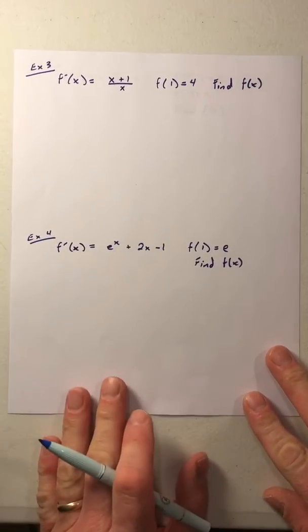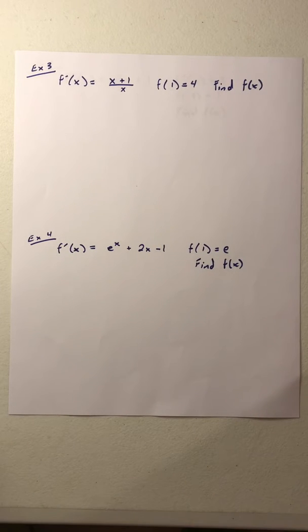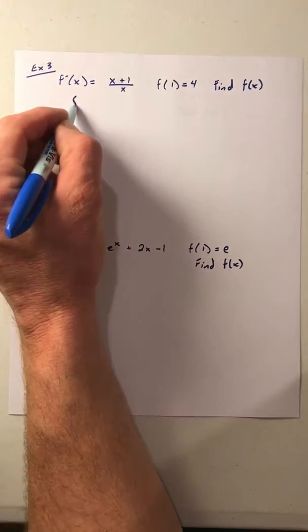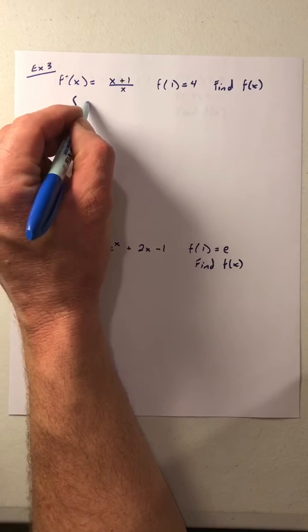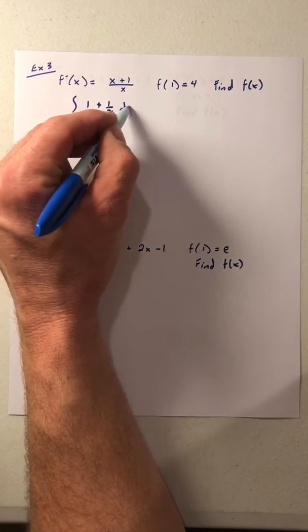In example 3, we have x plus 1 over x, all over x. And we know that f of 1 equals 4. And we're going to find our f of x. So again, we're going to integrate. I'm going to split this up. An integration of 1 plus 1 over x dx.